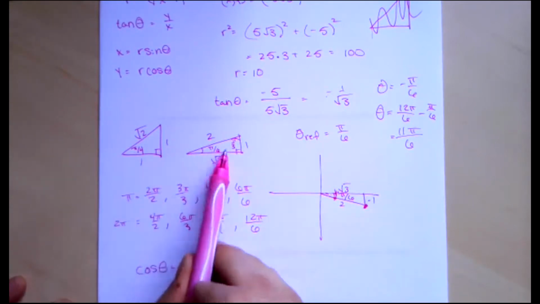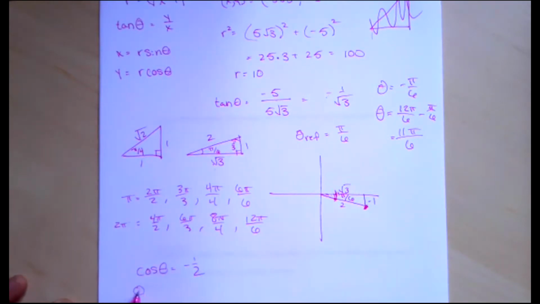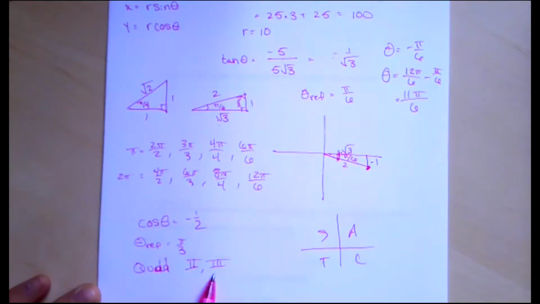So you go up to your two reference triangles. Pi over 3 is your reference angle. What quadrants do you need to be in? It's negative, so we need quadrants 2 and 3. And so now we're looking for a pi over 3 angle in quadrants 2 and 3.